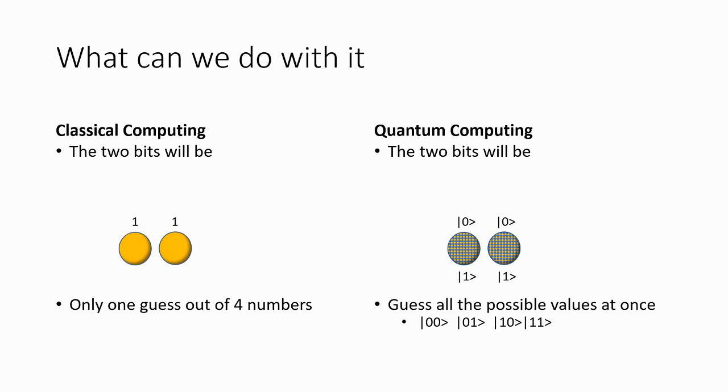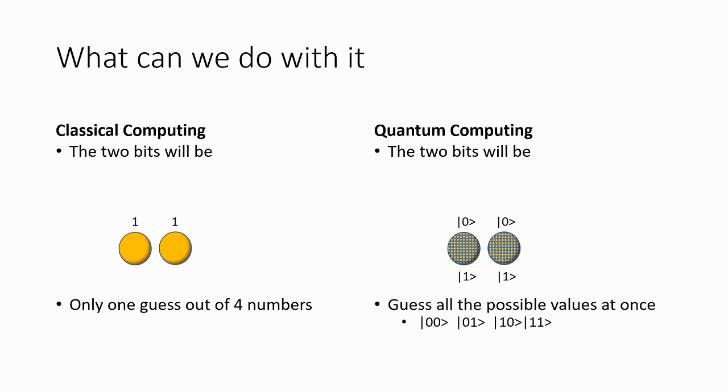So if someone asks me, do these 2 qubits store the secret number, the correct guess? Yes, it has the correct guess because it has 0 0, 0 1, 1 0, 1 1. The number that you have in your mind should be one of these. So in one go, I have all four captured together in 2 qubits. This makes quantum computing way more powerful than classical computing.